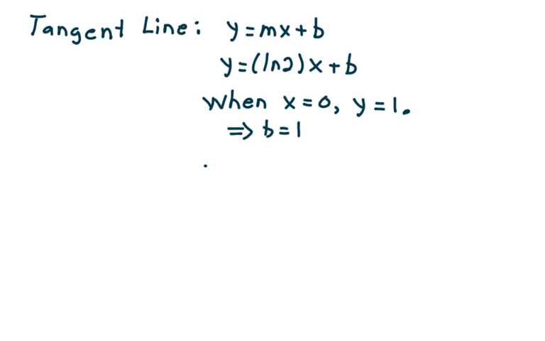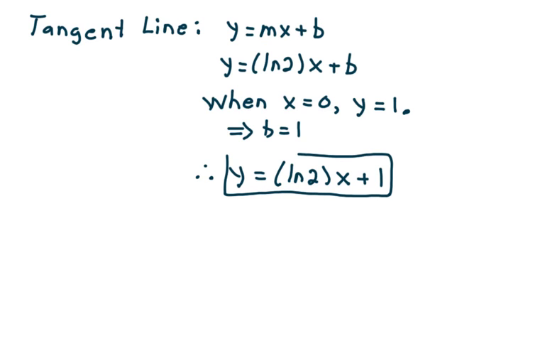Therefore, y equals natural log of 2 times x plus 1. And this represents the equation of the tangent line through the point 0, 1. And that's problem 57. Let's take a look at 59.